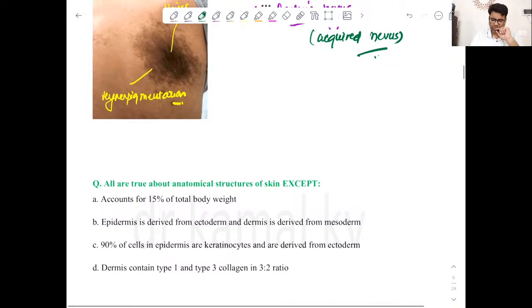Now the next question was about the skin, and you have to identify the wrong statement here. So again, I think it's a slightly difficult question. The important thing you should remember is that there are two types of collagen, collagen type 1 and collagen type 3. And the ratio is not 3:2.